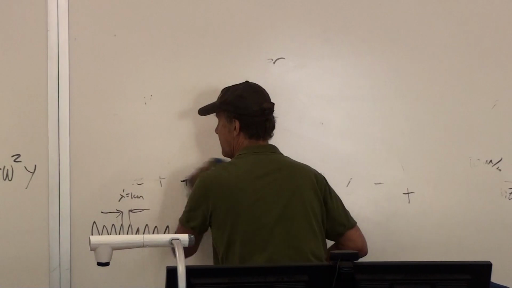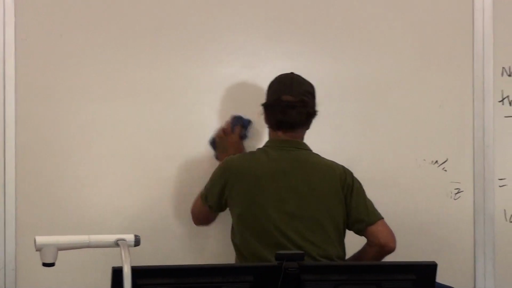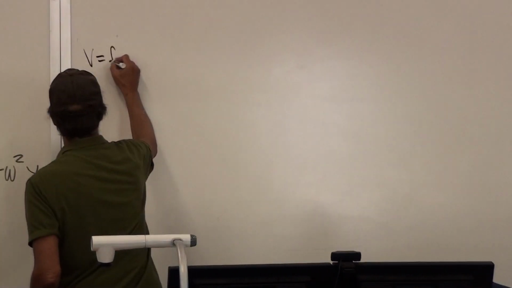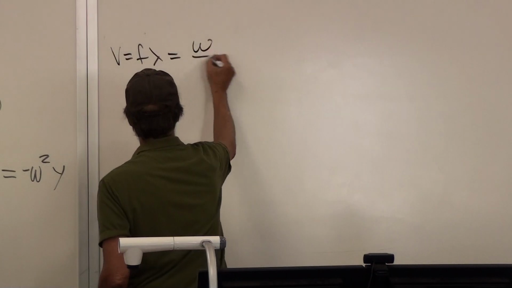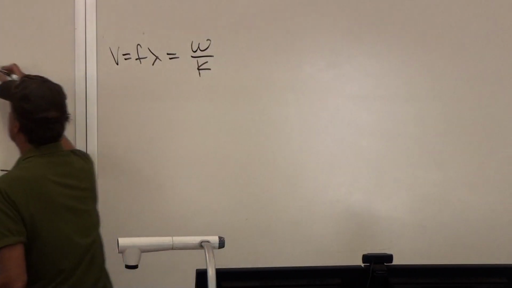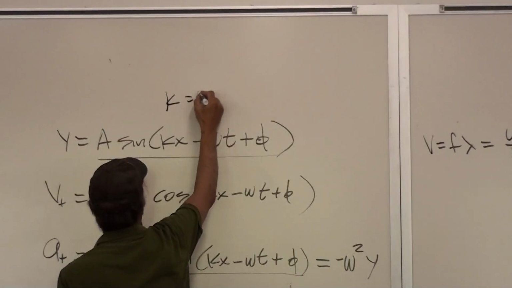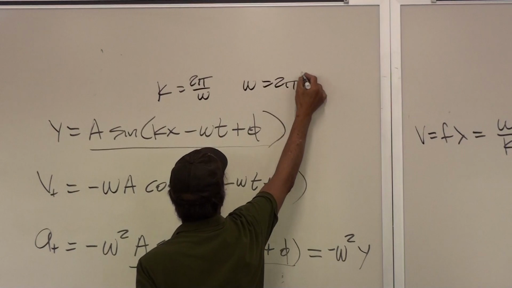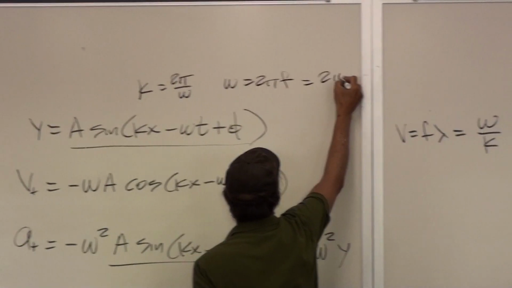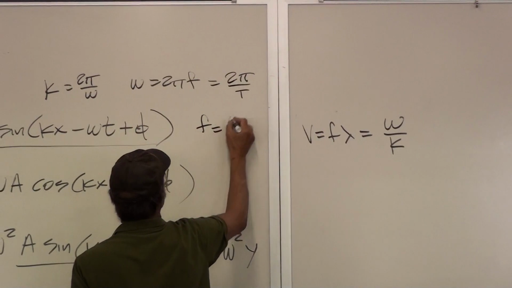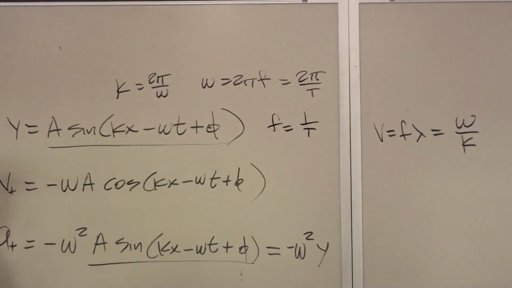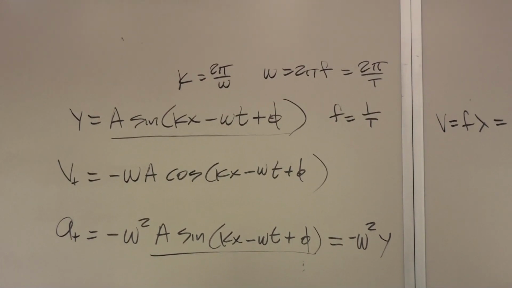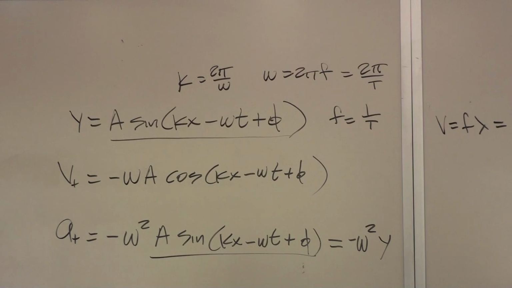We saw before that the wave velocity, v, wasn't just equal to frequency times wavelength, but it was also equal to omega over k, where k, if you'll recall, is 2 pi over lambda, and omega is 2 pi times the frequency, or equivalently 2 pi over the period, because the frequency is 1 over the period. So those were kind of consolidated results from last time.